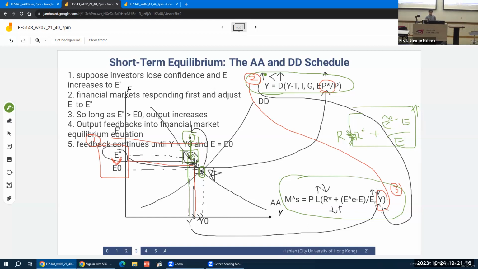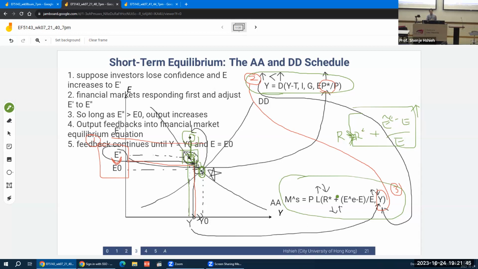All right. And then after that, the next step is this Y is going to feed back into the AA schedule again. This feedback is represented by us moving along the curve of the AA schedule, right? We're moving from this point here all the way back to here again, because as you increase Y, the E value no longer has to be as high anymore, right?